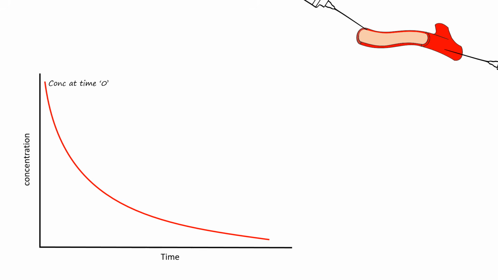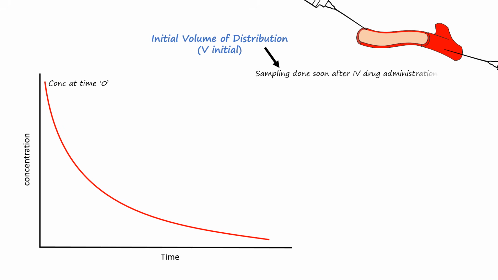Let's go over these methods. The first one is the initial volume of distribution. This method is determined soon after the intravenous administration of drug. When a drug is administered intravenously, it rapidly distributes throughout the central compartment, primarily the blood and highly perfused organs. By taking early plasma concentration measurements, we can estimate the drug's initial dispersion.